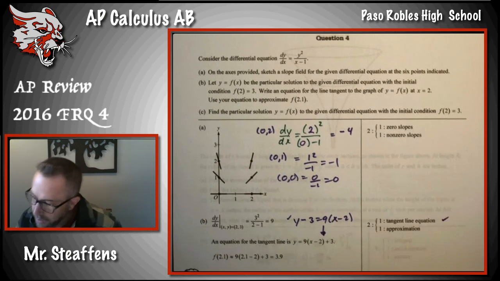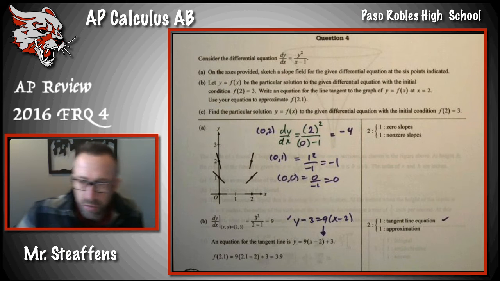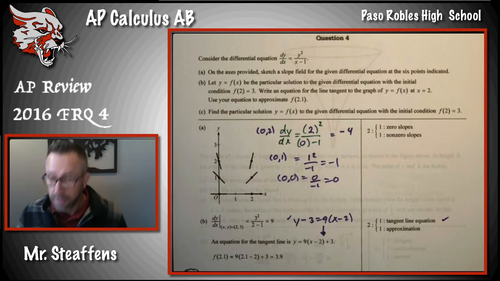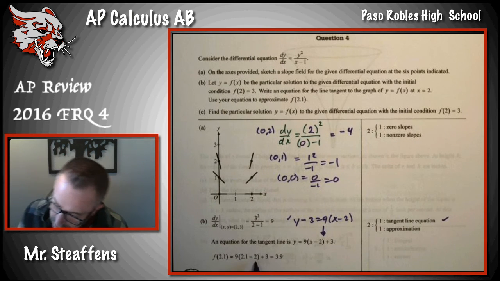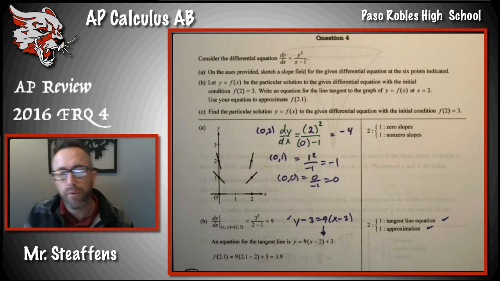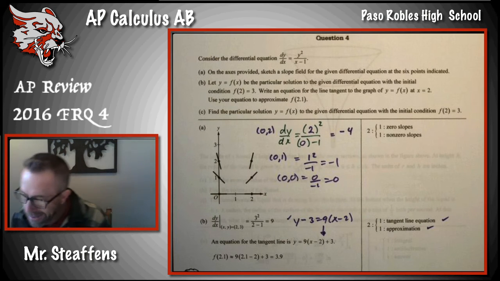That was worth a point. And then it says approximate 2.1. So I plugged in 2.1, and that gets you 3.9. That was also worth a point. So you can be sitting on 4 points just out of the gate.